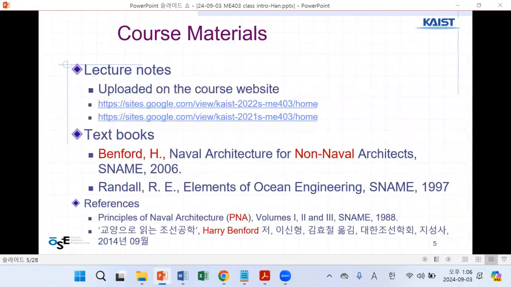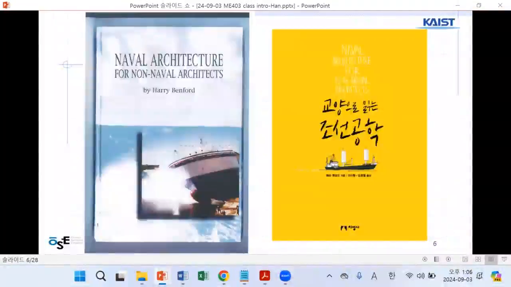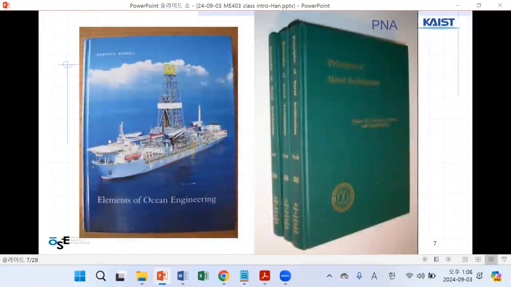As a Korean student, you may want to get this. So this is the original book on the left-hand side by Harry Benford, and the right-hand side is a translation into Korean. And then the left-hand side is the second textbook, Elements of Ocean Engineering. And the right-hand side is the PNA, the Principles of Naval Architecture, the heavy 3-volume series. So you can find very deep knowledge of naval architecture.